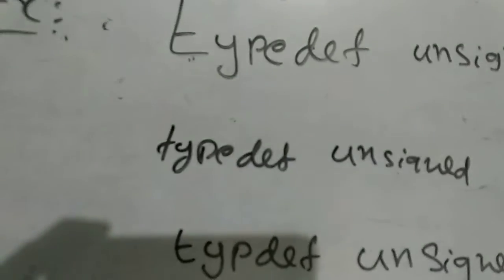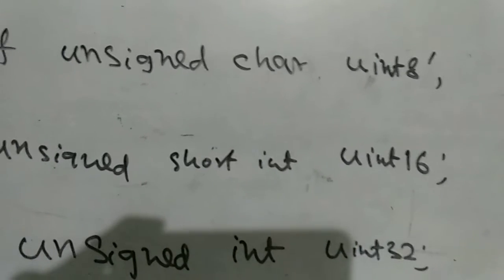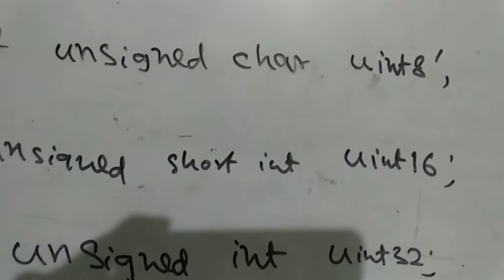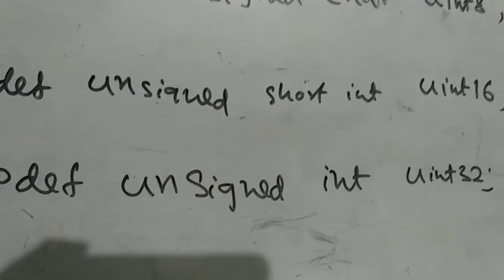The second one is typedef unsigned short int u_int16, which is 16-bit; I have given 16 here because it denotes the 16-bit type, while unsigned char is 8-bit only. Here, typedef unsigned int u_int32: the 32 means unsigned int is 4 bytes, and 4 bytes means a 32-bit value.